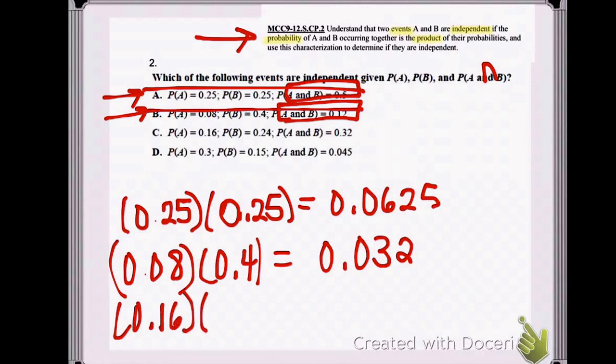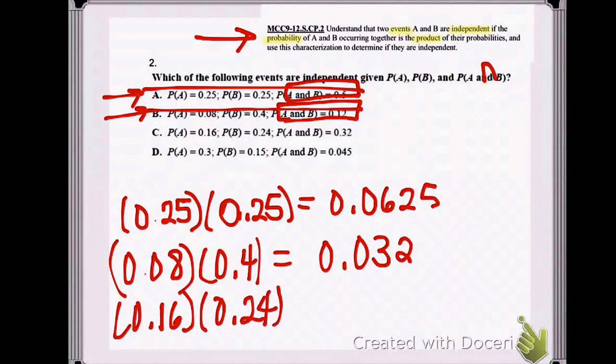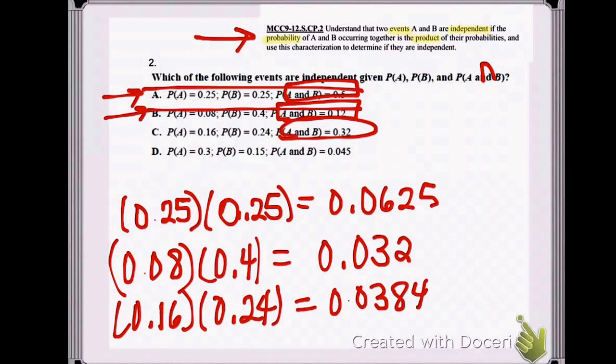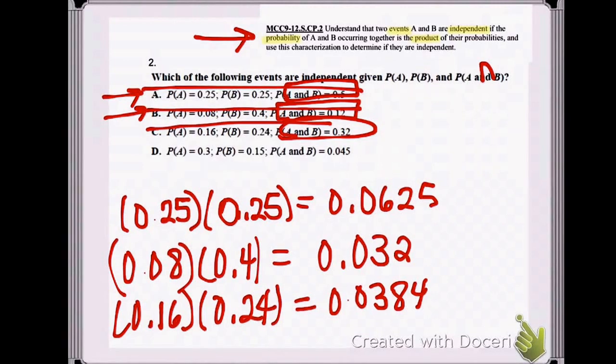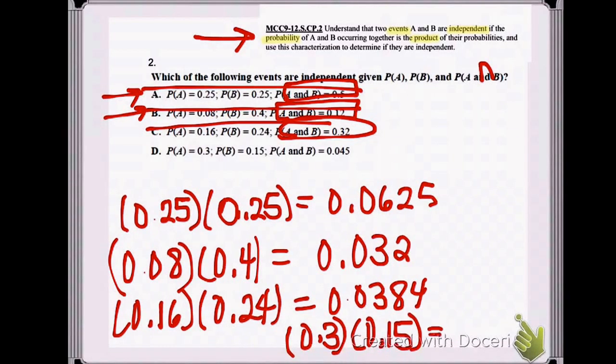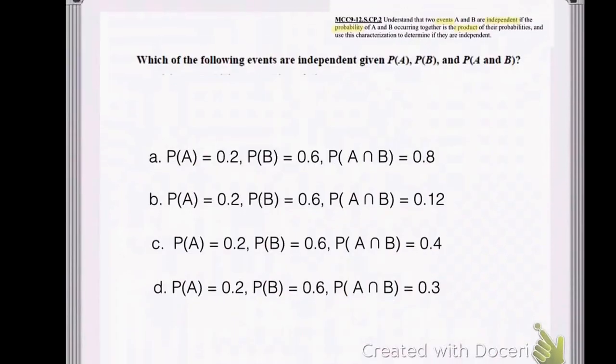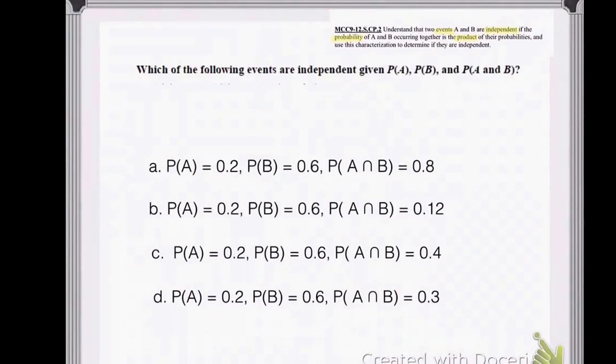0.16 times 0.24 equals 0.0384, which is not what they say it equals, so C's out. Let's check and make sure it's D. 0.3 times 0.15 equals 0.045, which is what they said it equals, so D is your answer. You work this one.